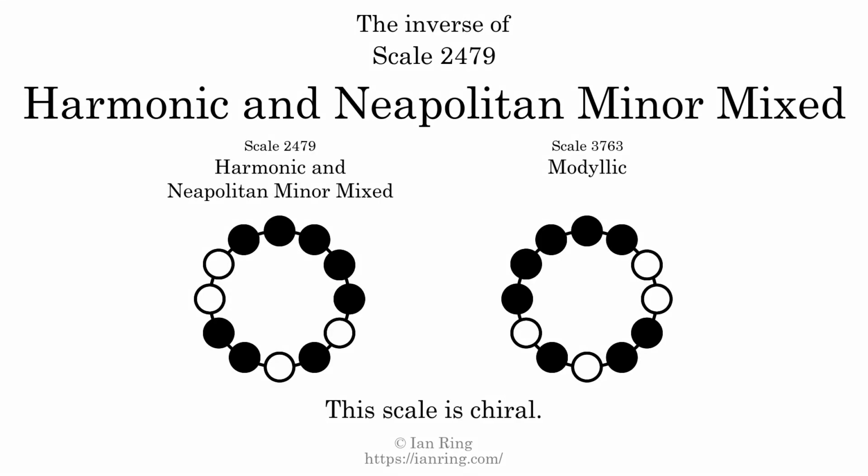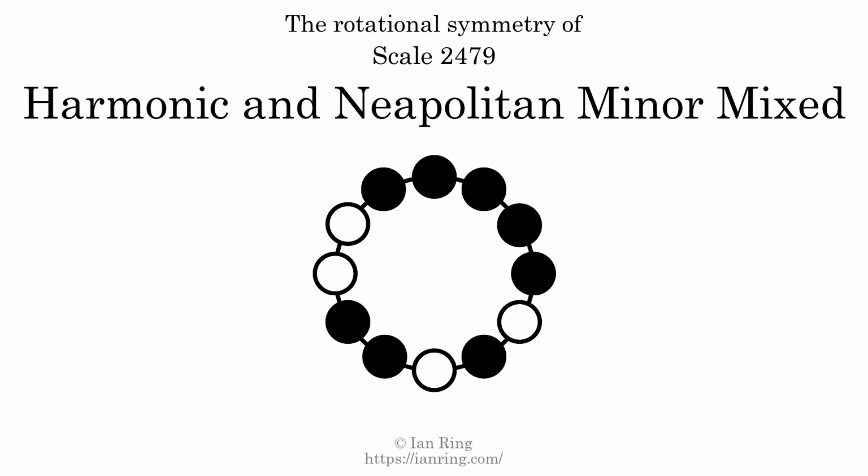The inverse of a scale is a mirror image. It is what you get when the sequence of intervals is reversed. The inverse of this scale is scale 3763, also known as modilic. This scale is chiral. It cannot transform into its inverse by rotational transformation. This scale has no rotational symmetry.